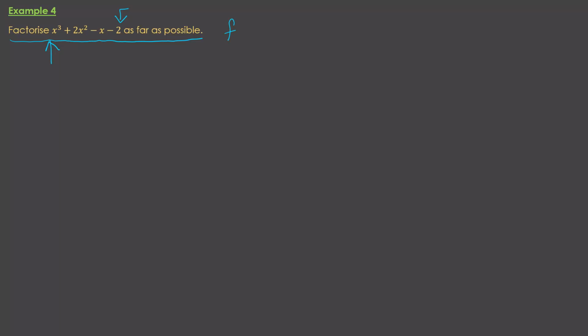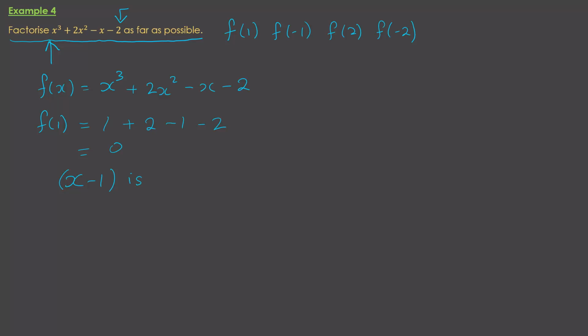So at worst, we're going to have to investigate f of 1, f of negative 1, f of 2, and f of negative 2. So let's let f of x be x cubed plus 2x squared minus x minus 2. And let's try f of 1. Well, that's going to be 1 plus 2, take away 1, take away 2, which is equal to 0. And that tells us that x minus 1 is a factor.